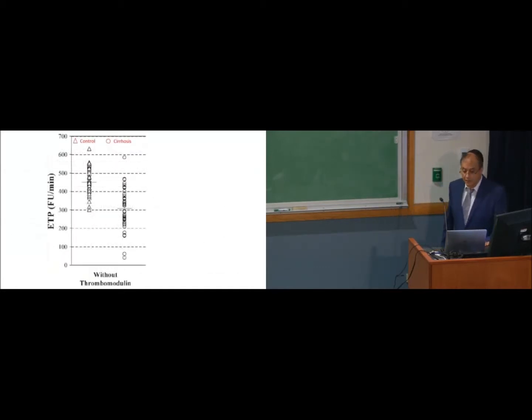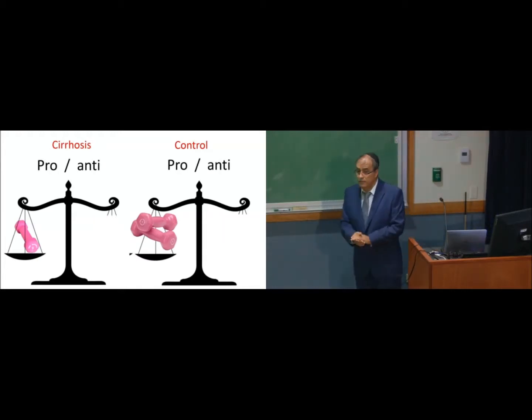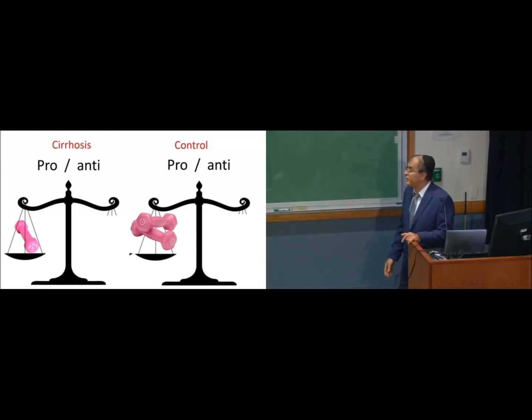They found that without thrombomodulin, when the plasma was as it is, controls have much more thrombin generation, expressed here on the Y scale as endogenous thrombin potential. It is basically the area under the curve of thrombin generation over time. And again, looking at the scale, we know that cirrhotics have lower levels of both pro and anticoagulants, and if we don't add thrombomodulin, protein C is not activated and does not come into play. And thrombin generation is only a function of the procoagulants, and controls would generate much more because they have much higher procoagulant levels.